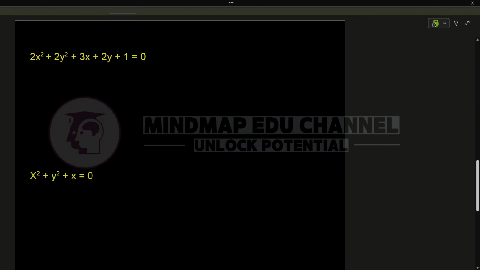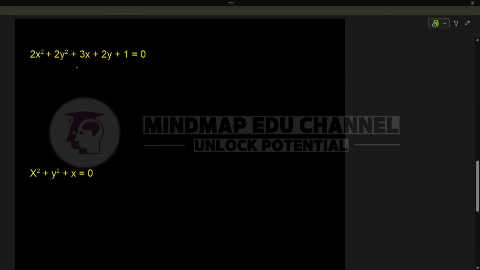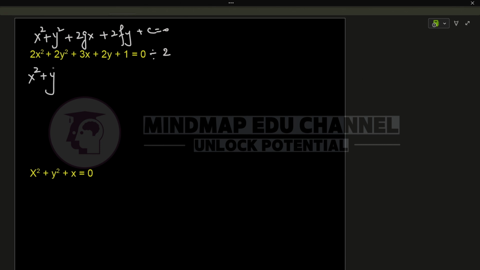Let's move to the next sum. That is 2x square plus 2y square plus 3x plus 2y plus 1 equals 0. If we compare this equation with our general equation, 2fy plus c equals 0. So what we have to do with the equation is divide the whole equation by 2. So we get x square plus y square plus 3 by 2 x plus y plus 1 by 2 equals 0.